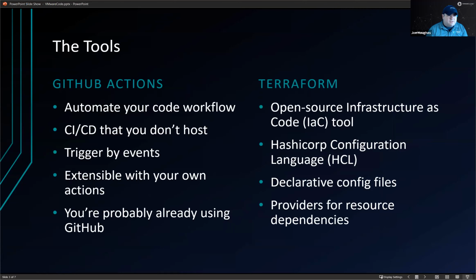The tools we're going to be using today are primarily GitHub Actions and Terraform. For GitHub Actions, we're going to show everybody how to automate their code workflow. In this instance, we're going to be using this as CI/CD that you don't host. We're just going to be triggering some of these actions based on events within the GitHub repository. GitHub Actions are also extensible by your own actions, so you can create your own actions in whatever language is comfortable for you and tie these to whatever you're doing with your code. And the other benefit is chances are you're already using GitHub.